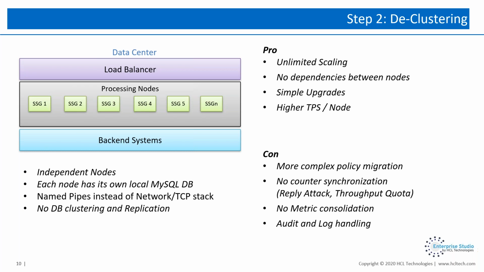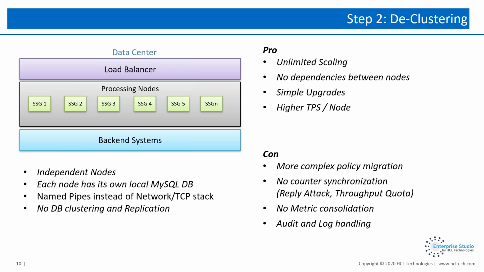The disadvantages are it's a more complex migration process because now you have to migrate policy code and services from the lower environment to each node. Thank God we got GMU at that time, so you could automate this through a script that can run to all the nodes, and you can have multi-database, multi-data center support. The problem was now there is no counter synchronization.